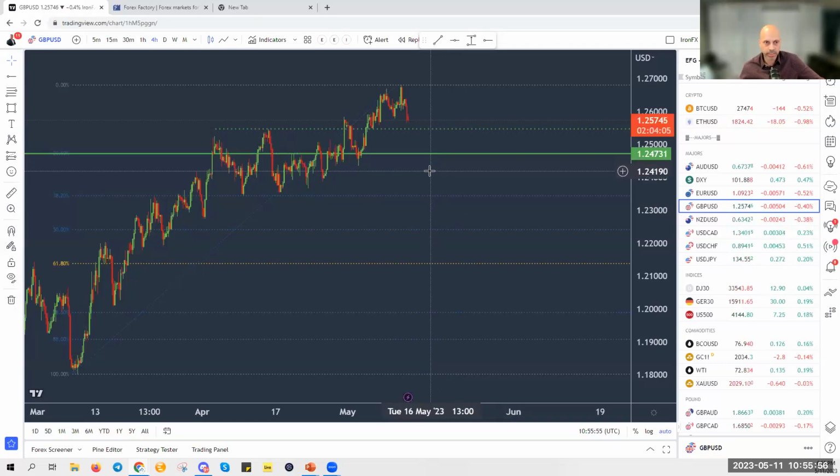All right. So do take note of the immediate support levels for the cable, and also do take note that we have the Bank of England dropping their monetary policy announcement in less than 5 minutes.